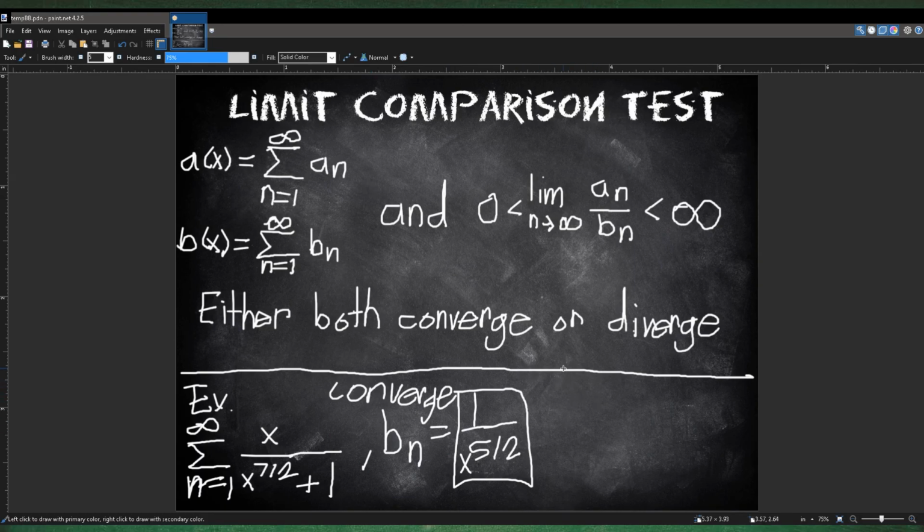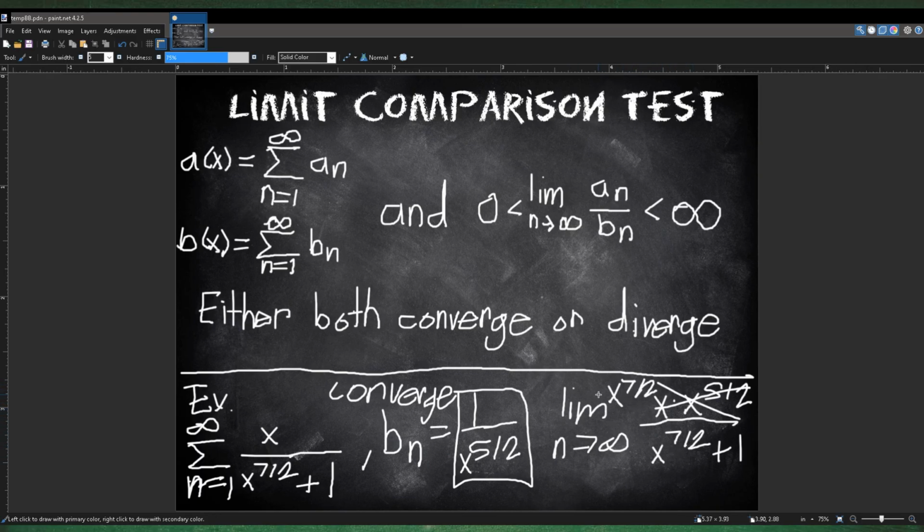Okay. So let's have a of n divided by b of n. So a of n is just x. We need to take the limit of that. So the limit as n approaches infinity of a of n divided by b of n. That's a divided by b, which is 1 divided by x to the power of 5 over 2, which is basically just multiplying by x to the power of 5 over 2. So what does this multiply to? x times x to the power of 5 over 2 simplifies to x to the power of 7 over 2, right? Which is the same power as this.